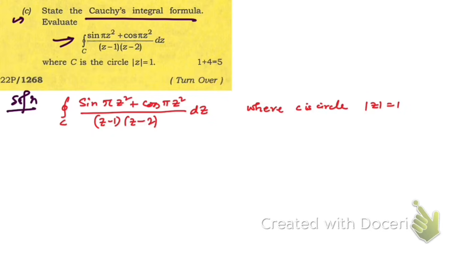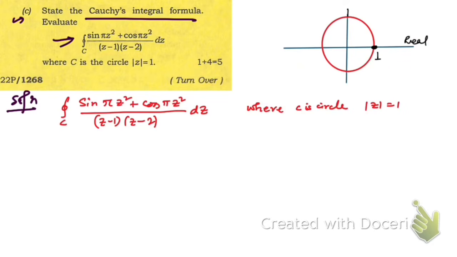So let me draw the circle here. This is the imaginary axis, this is the real axis, and here is the circle with the center at origin, because we have |z| only. So this point must be 1. This is the real axis, right? And this is the imaginary axis, right?